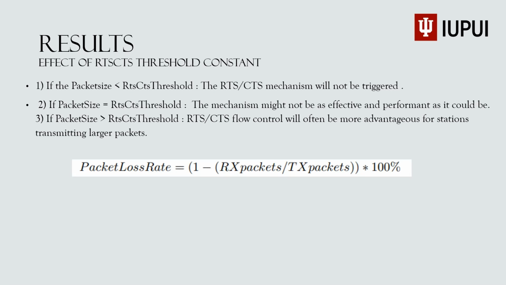In order to analyze the impact of the RTS-CTS threshold, we have used a parameter named packet loss rate, which is computed using the given equation. The parameters for this factor are the number of packets the node received and the packets it has transferred. The packet loss rate will help us to understand the effect of the RTS-CTS threshold.